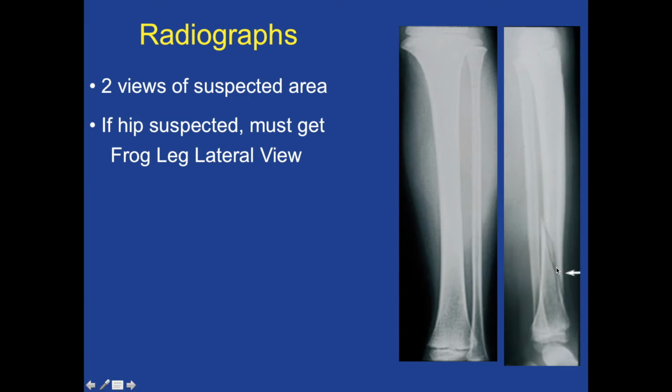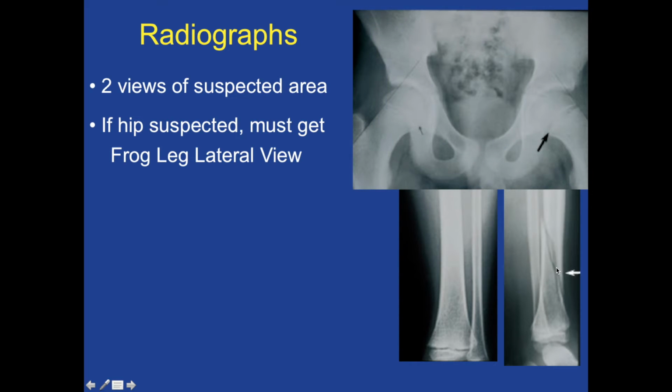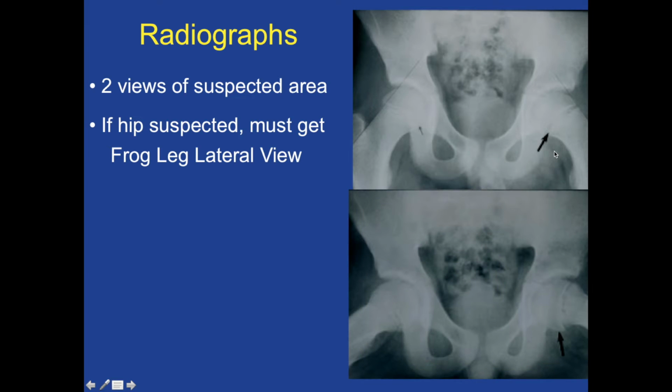And in the hip, the way to do that is to get a frog leg lateral view. So this is an AP view of a patient, and here's lines drawn, and here's arrows, and so this arrow is bigger, and there's probably pathology there, but it's not super obvious. But when we get the lateral view, or the frog leg lateral view, it's very obvious that this looks different than that side. And this is a patient who has SCFE, and we'll go on to that in more detail.